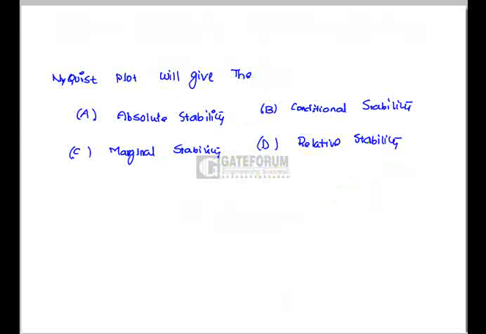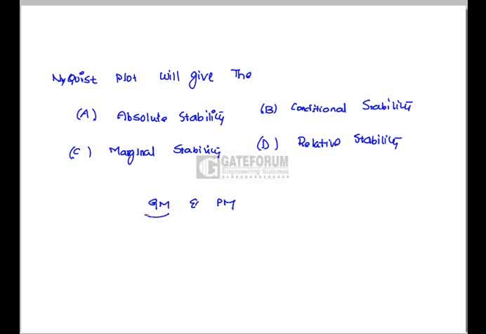This Nyquist plot will give the... Here we know, in order to calculate the stability of a system from a Nyquist plot, we will take two parameters for the measurement of the stability. Those two parameters are gain margin and phase margin. We know these two parameters are relative stability measurement parameters.